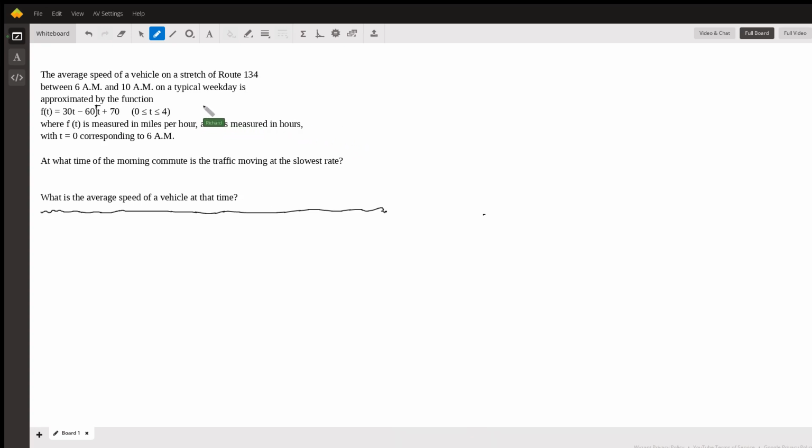So what I'm going to do is just show you a nice little method that I use in Algebra 2. This is essentially an Algebra 2 problem. Let me just start by copying the equation here. So it's 30t minus 60 square root of t plus 70.